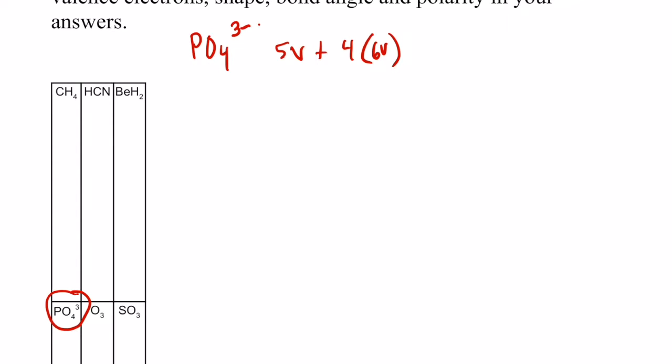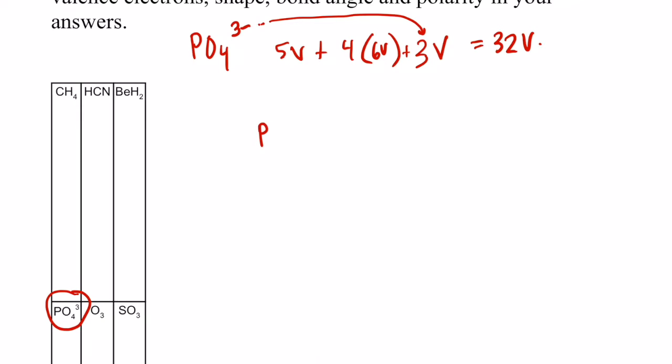Now we have that 3 negative there. If you remember, that means I have to add 3 valence to the total. Electrons carry a negative charge, so when the overall molecule is -3, we've added 3 electrons. So we end up with 5 plus 24 plus 3, that's 29, 32 valence electrons. So I've got my valence.